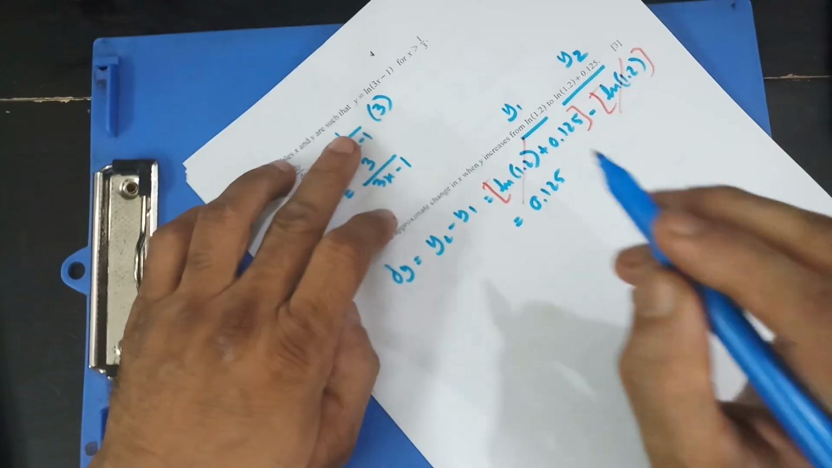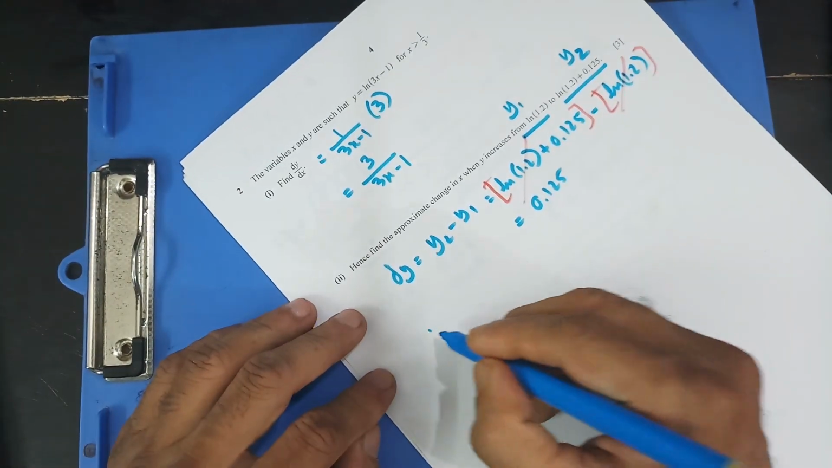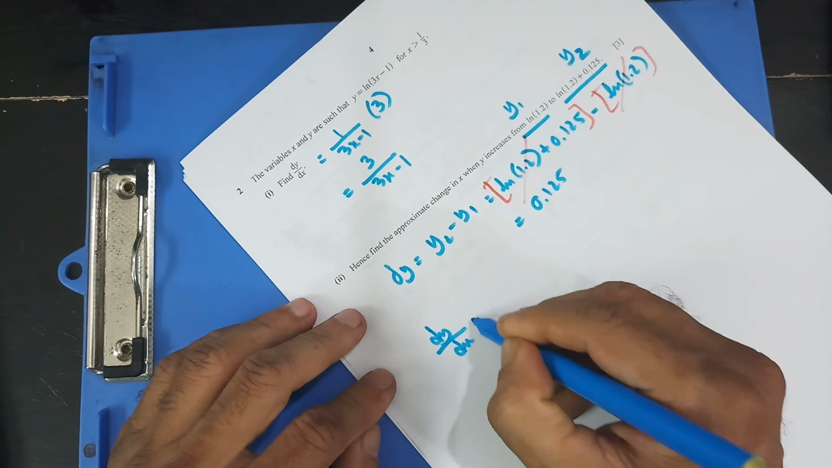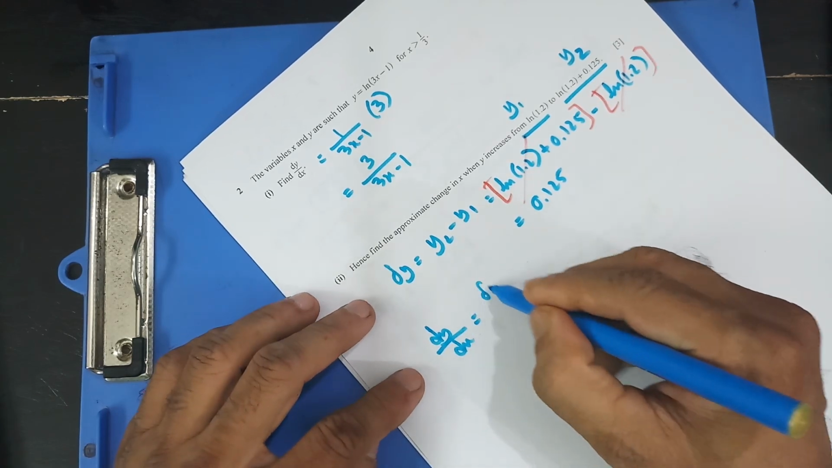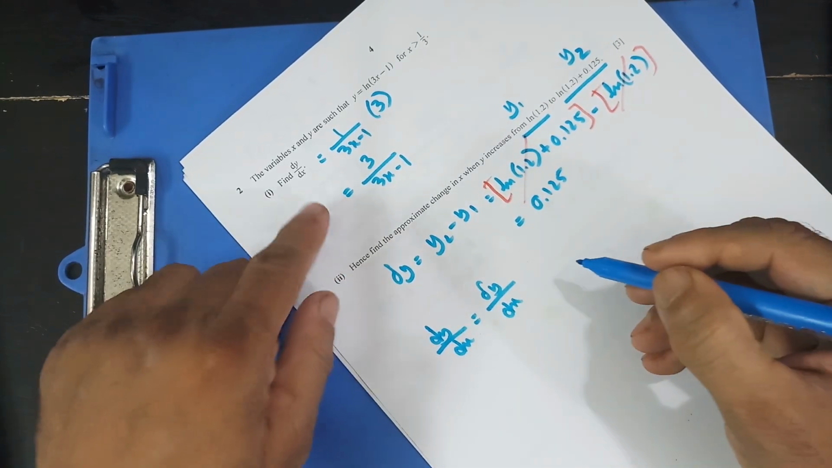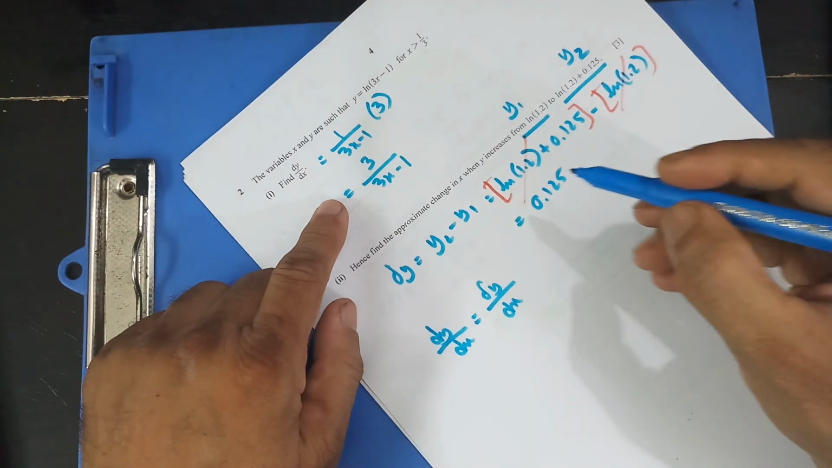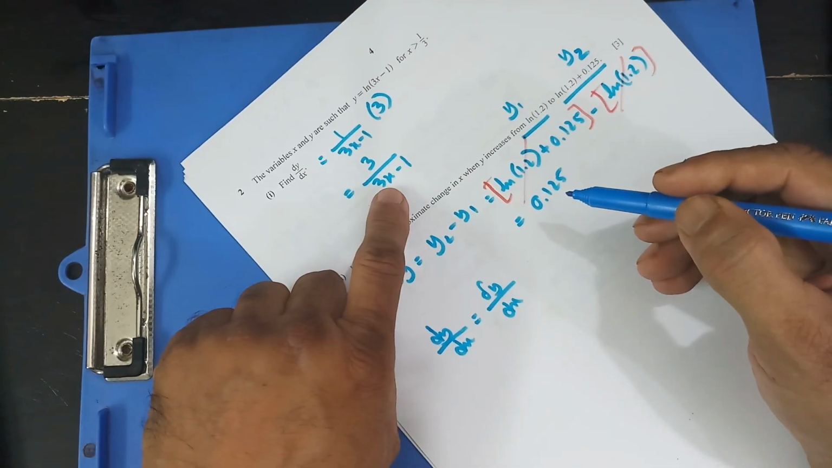When we have that, we can write dy/dx equals delta y over delta x. We have dy/dx right over here. But look at this, I don't have the value of x.